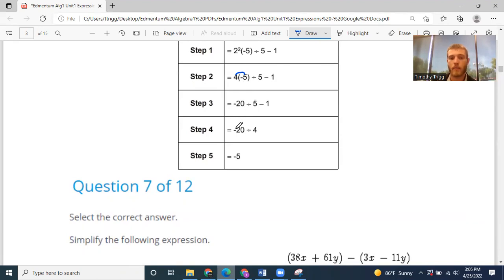Oh wait, she didn't do that. So this is where the problem exists. So you'd click on this one. Okay, she made a mistake. She should have put negative 20 divided by 5 first, but instead she did 5 minus 1 first. That's wrong.